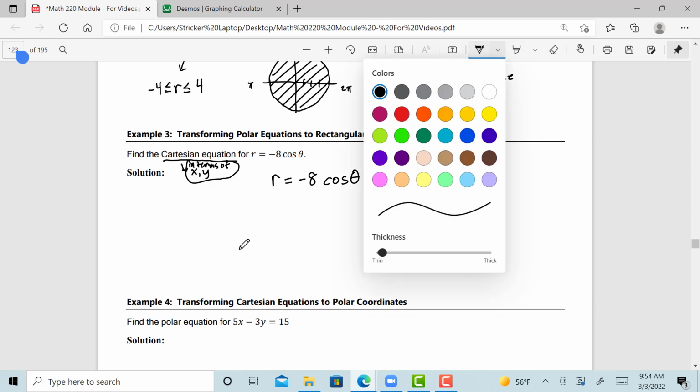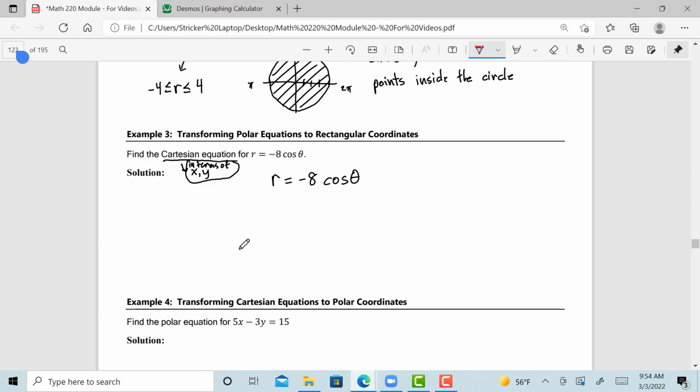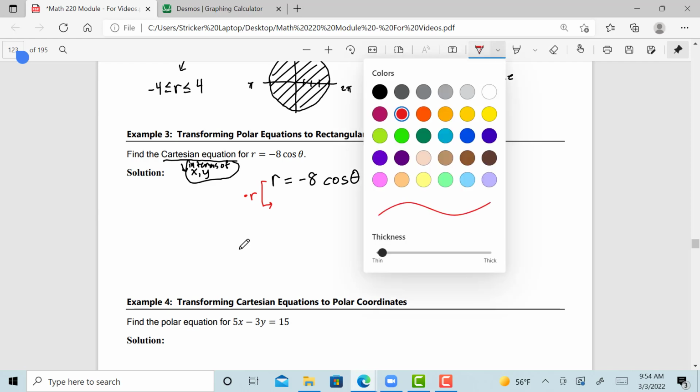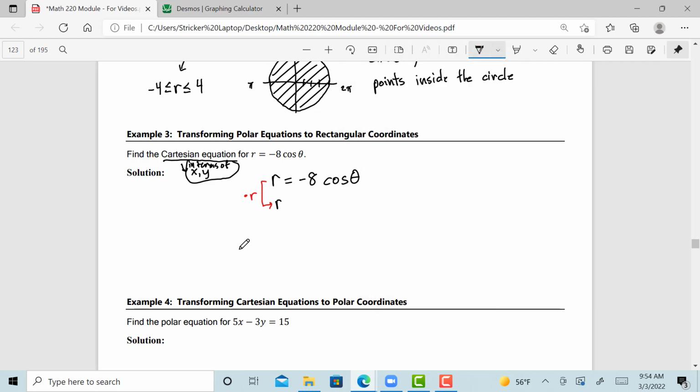So what about if we were to just, I mean, we can manipulate this equation any way we want, but what if we multiplied both sides by r? Well, if we multiply both sides by r, we know the left side is r squared. See, that's helpful because we know r squared is x squared plus y squared. And then if we multiply the other side by r, we can squeeze that r in front of the cosine. We know that r cosine is equal to x. So now we can go ahead and convert. r squared is x squared plus y squared. Then we have negative 8 times x.